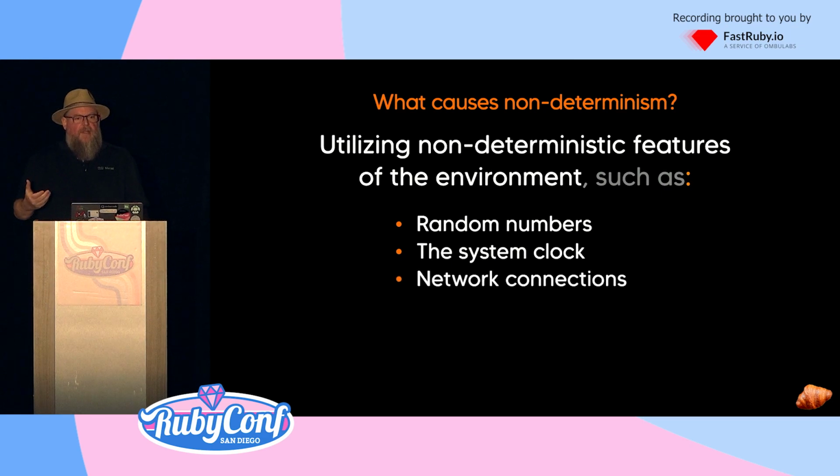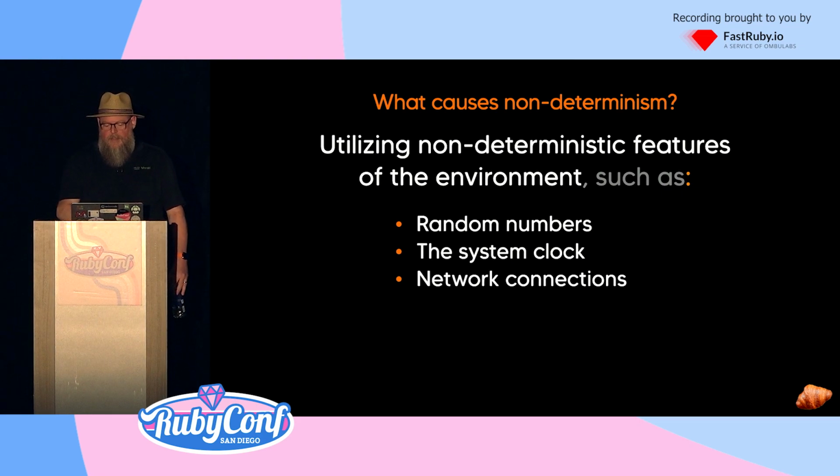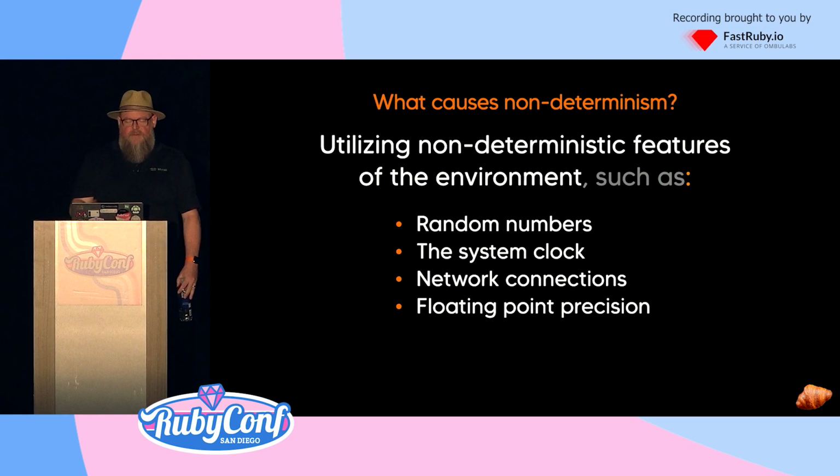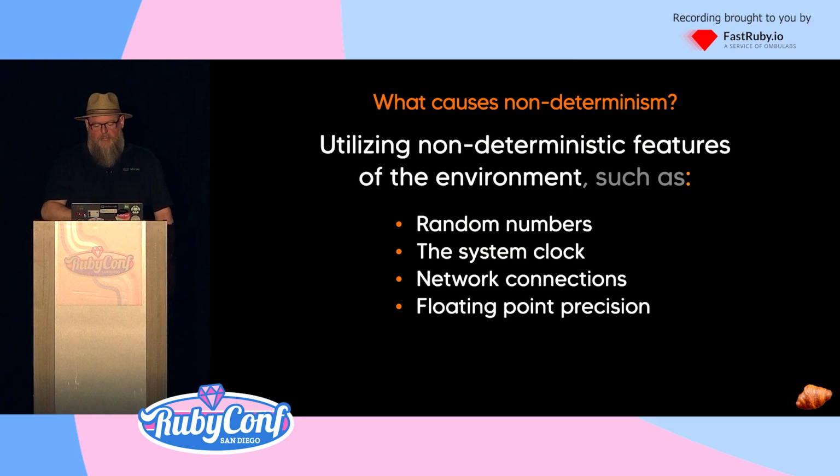You can use a network connection. Sometimes they're up, sometimes they go down. So the tests might pass or fail. And there's floating points as well. Precision on floating points isn't guaranteed, so a test might pass once and then fail the next time. And these are just a few examples. I'm sure this list is not exhaustive, but what if our code relies on these things? How do we make the tests deterministic?